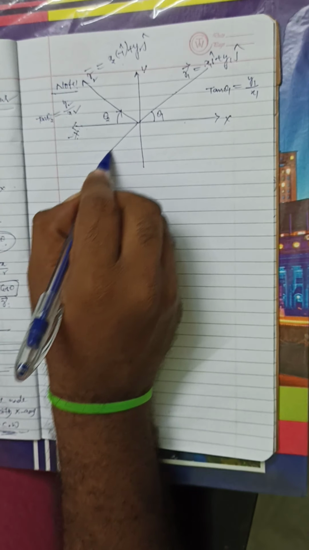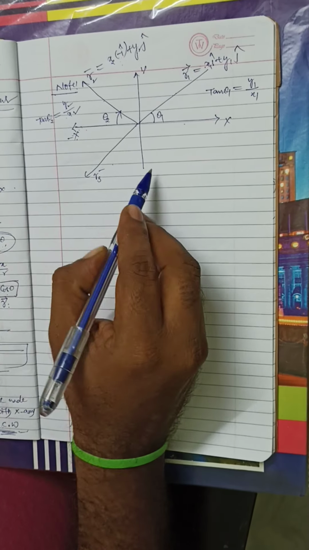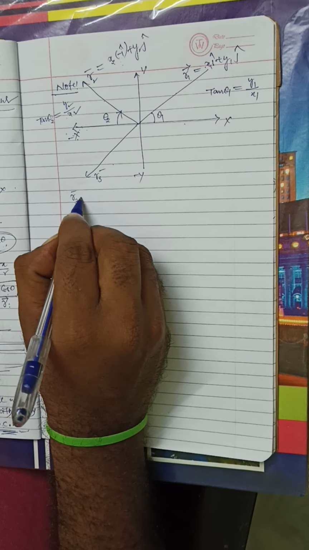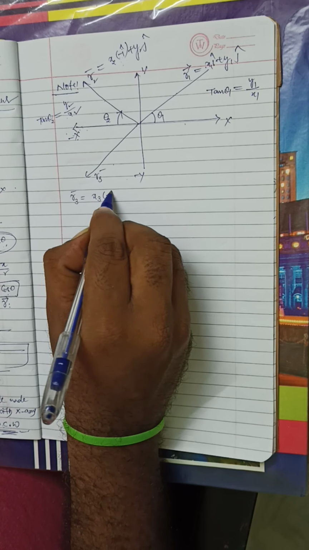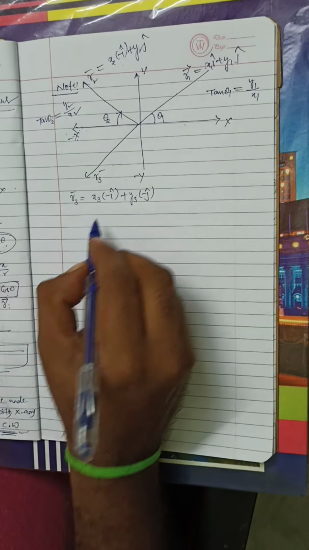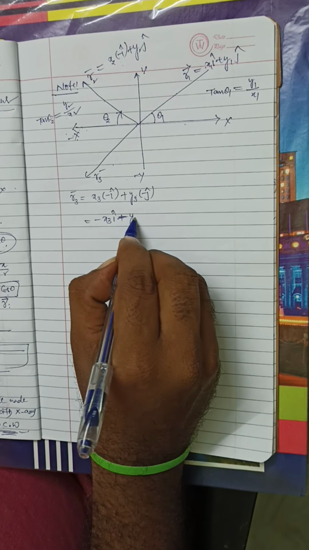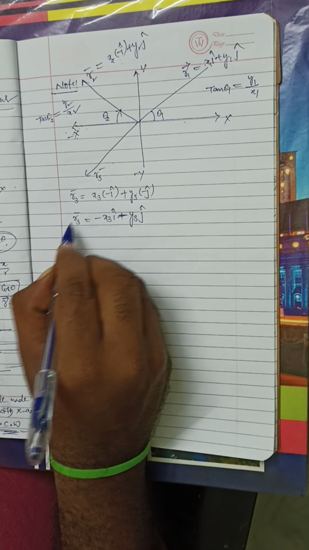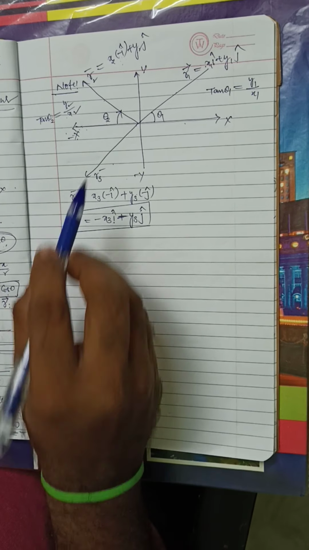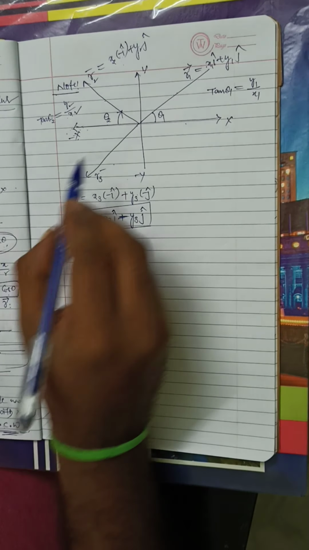And now another vector, that will be r3 bar. Now r3 bar is in negative x-axis, negative y-axis. So that's why r3 bar is equal to x3 into minus of i cap plus y3 into minus of j cap. So this will be equal to minus x3 i cap minus y3 j cap. This is r3 bar. Whenever the coefficients of i cap and j cap are both negative, it means the vector belongs to the third quadrant.